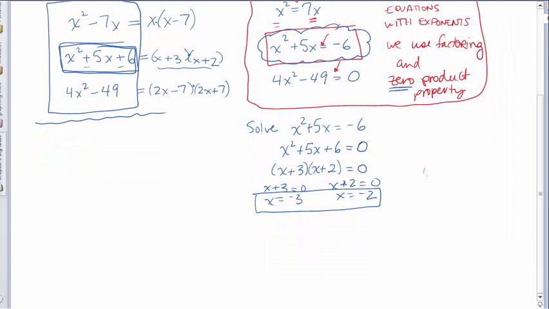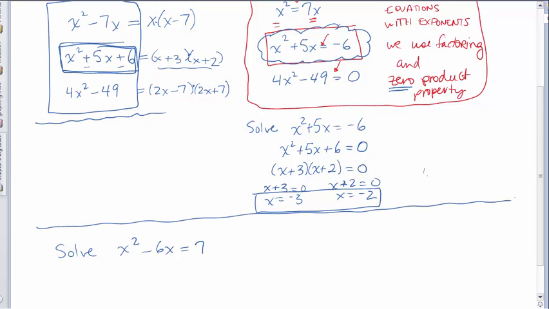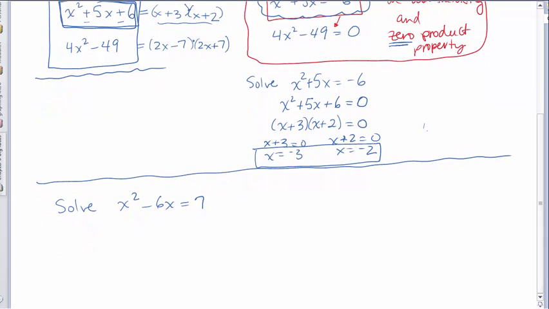Okay, so let me take a problem like this. Solve x squared minus 6x equals 7. Okay, so the first thing that you need to recognize is that this is an equation. And so since it's an equation, my final answer is going to be x equals a number, or maybe two numbers, or maybe three numbers, depending on what the equation is. But you're actually figuring out what x equals.